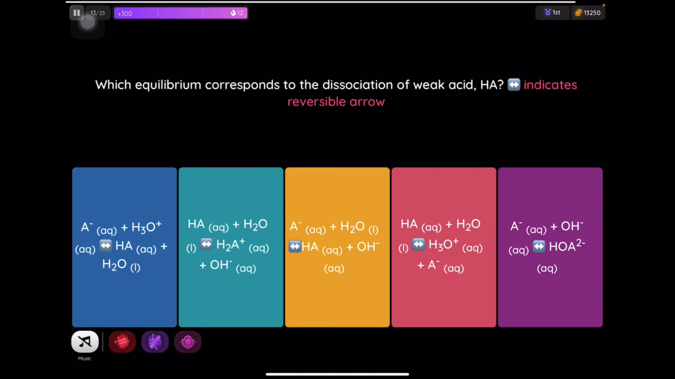Which equilibrium corresponds to the dissociation of a weak acid HA? So firstly, make sure HA is placed as reactant. Next, add water. So that leaves us to option 2 and 4 as answers. The product would be the conjugate base, which is A minus, and hydronium ion. So that would be answer 4.